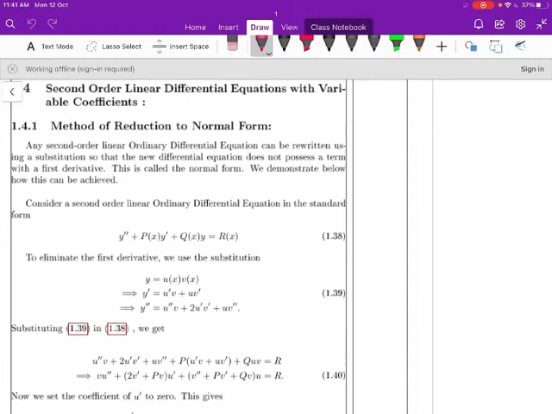Hi students, so far we have discussed the solution of linear differential equation with constant coefficients and also the solution of linear differential equation with variable coefficients. We have seen the solution of both the equations. Now let us move to the solution of second order linear differential equation with variable coefficients.